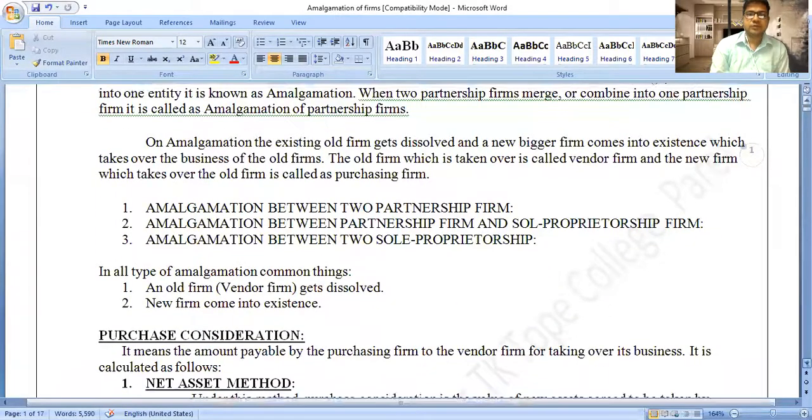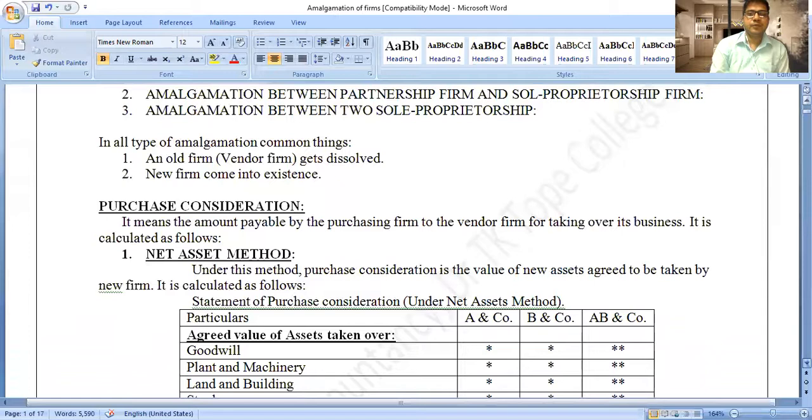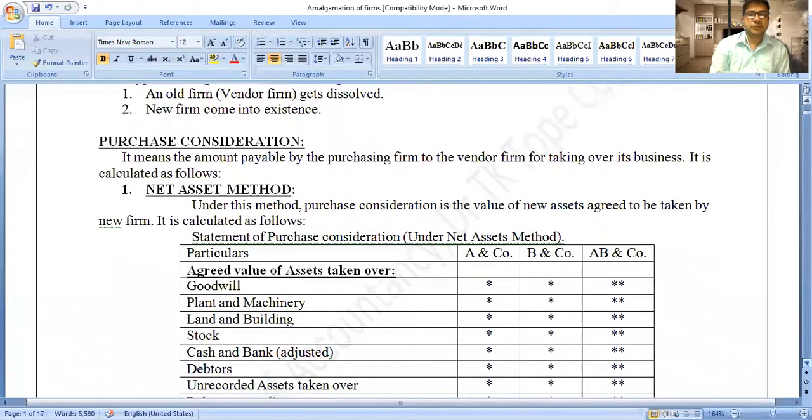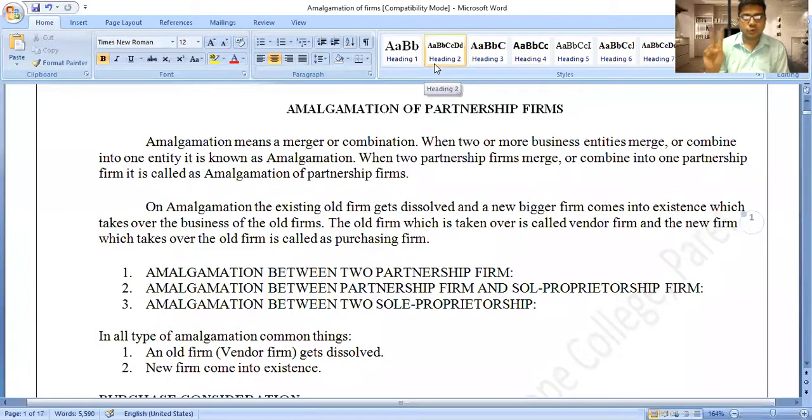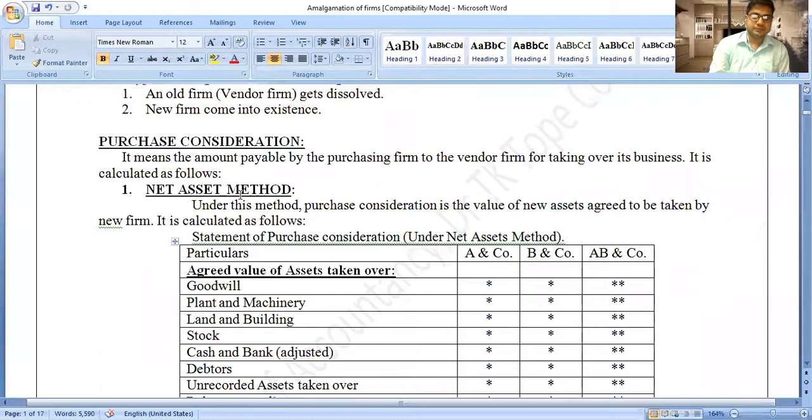Now friends, purchase consideration is the amount payable by the purchasing company to the vendor firm for taking over its business. That you know, we have studied. Now it is calculated as follows, and there are various kinds of methods. In our syllabus, we are going to learn two methods.